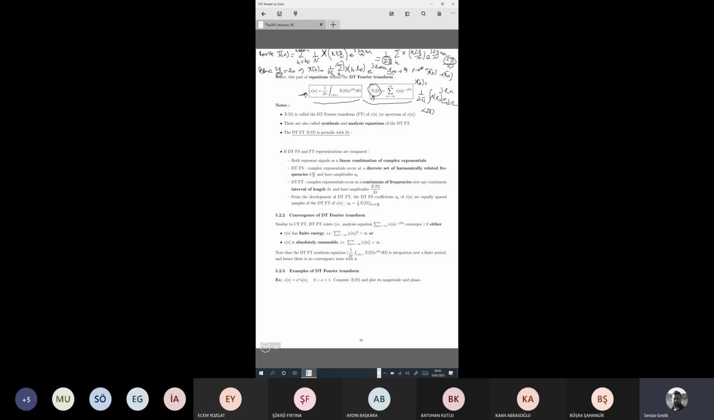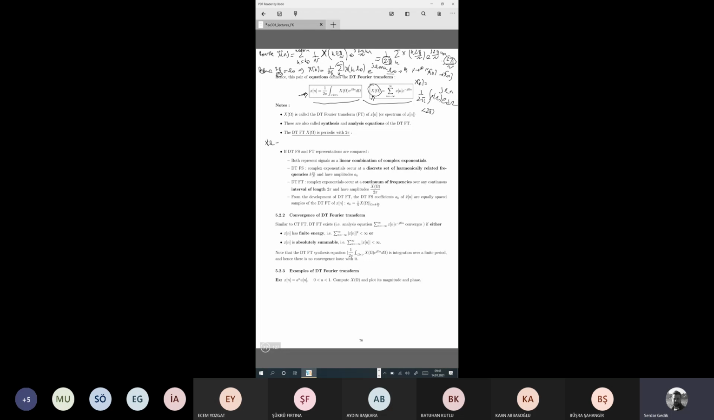X of omega is called the discrete time Fourier transform of x of n, or it is called the spectrum of x of n. These are also called the synthesis and analysis equations. The discrete time Fourier transform X of omega is periodic with 2 pi, so you can check it easily.